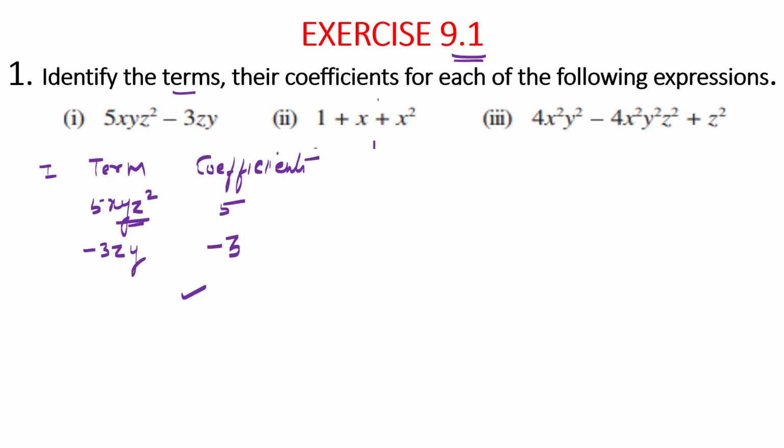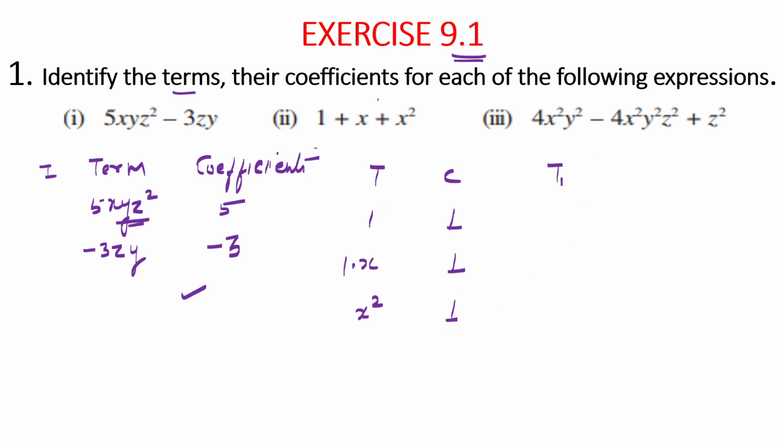This is your answer. Now in the second question, we write the terms and coefficients. The first term is x, the second term is x, the third term is x square. The coefficient of x is 1, since nothing is multiplied with it, therefore 1 is the multiplier. The same argument is given for x square, therefore the coefficient is 1.